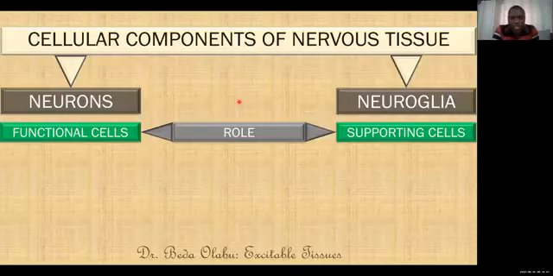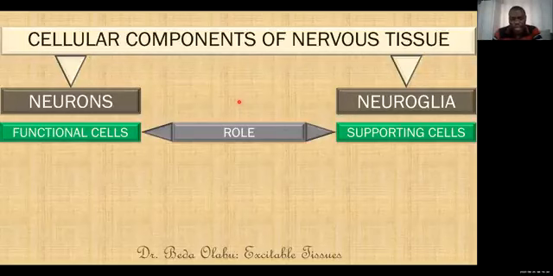What this statement means is that neurons are the ones which transmit the signals, because that's the primary function of the nervous system. They're the primary cells that transmit signals within the nervous system. On the other hand, neuroglial cells just provide support to these neurons. This support could be in different ways, as we are going to see shortly.